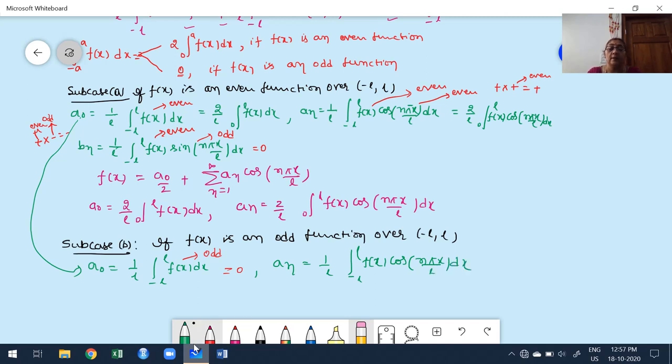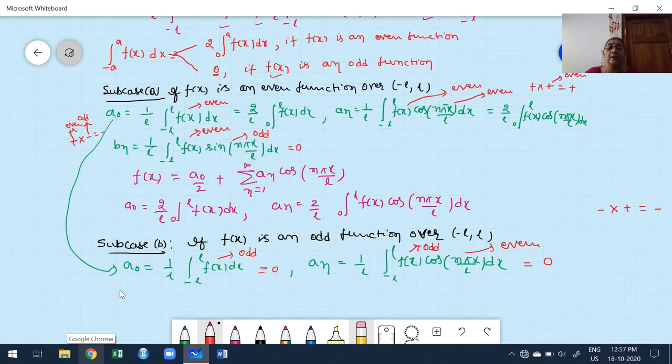In this case, now observe carefully. f of x we consider is an odd function, but cosine functions are even. The product of minus and plus is minus. Therefore, this is an odd function. From the definite integral property, the value of this integral is 0.